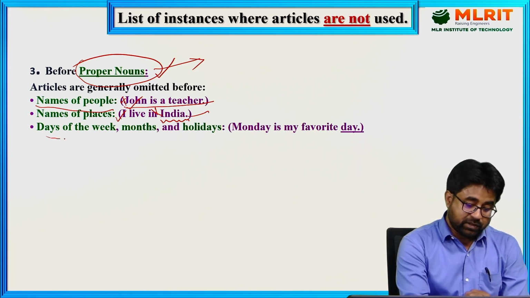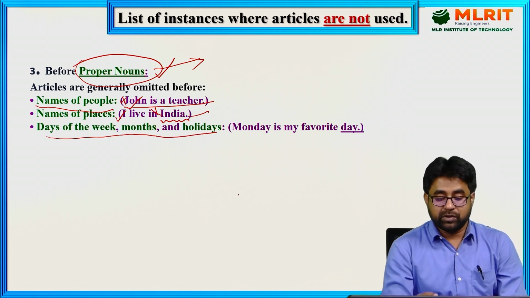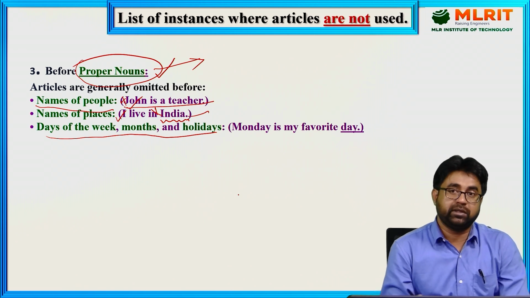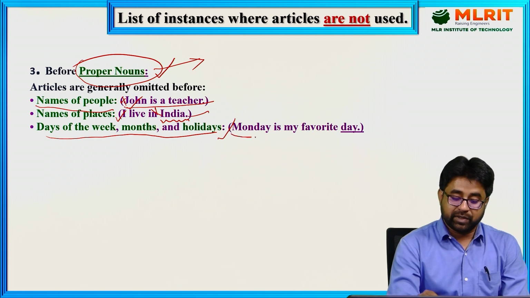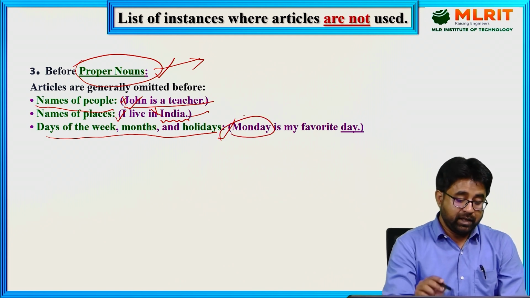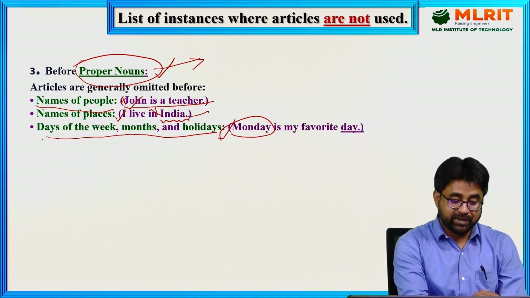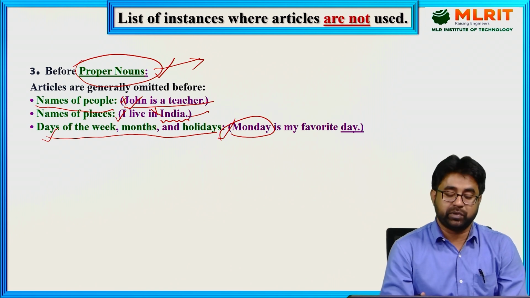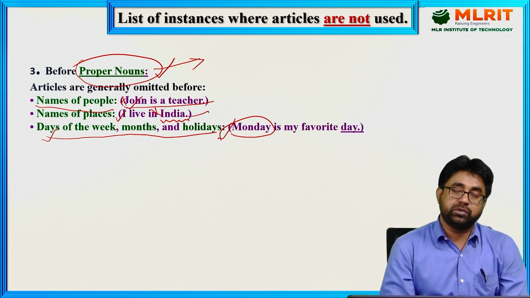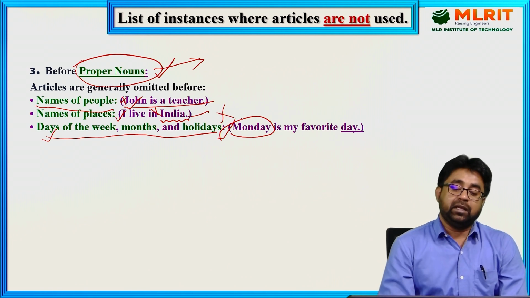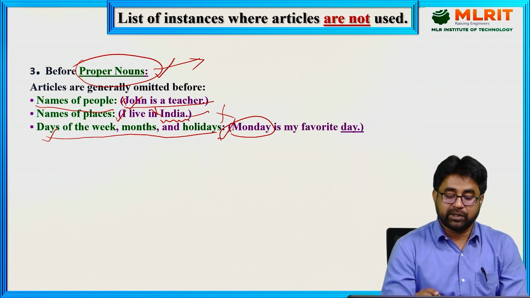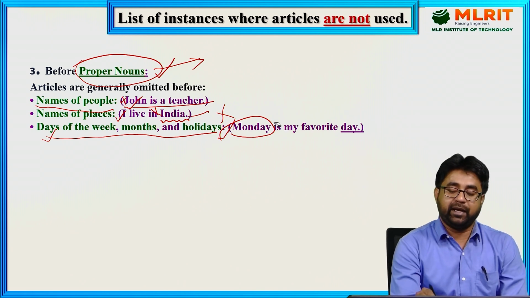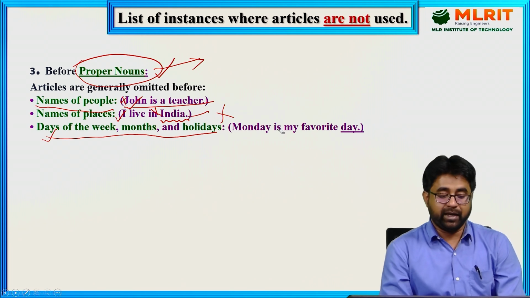Now, before days of the week, months and holidays also. For example, Monday is my favorite day, which is not the case by the way, but for example, I have given it. Here you can say I am talking about a particular day, and that's why before the names of days, as specified in the third instance, we are not supposed to use any article, though there would be only one Monday, right? But as per the rules, we are not supposed to use any article before the names of the days of the week. That's why I am writing Monday is my favorite day. I am not saying the Monday is my favorite day. So I hope this is clear.